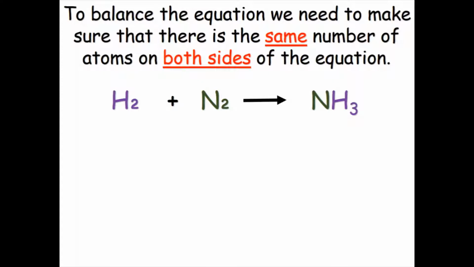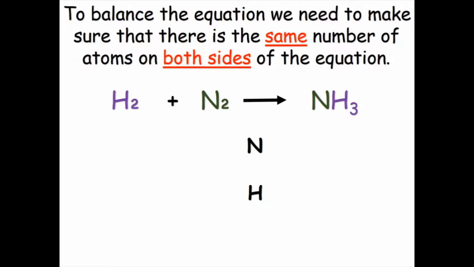Remember, to balance the equation we need to make sure that there is the same number of atoms on both sides of the equation. So we are going to start again by writing the symbols for the elements involved underneath the arrow. So we have N for nitrogen and H for hydrogen. Remember to always leave hydrogen for last and put the other elements first.